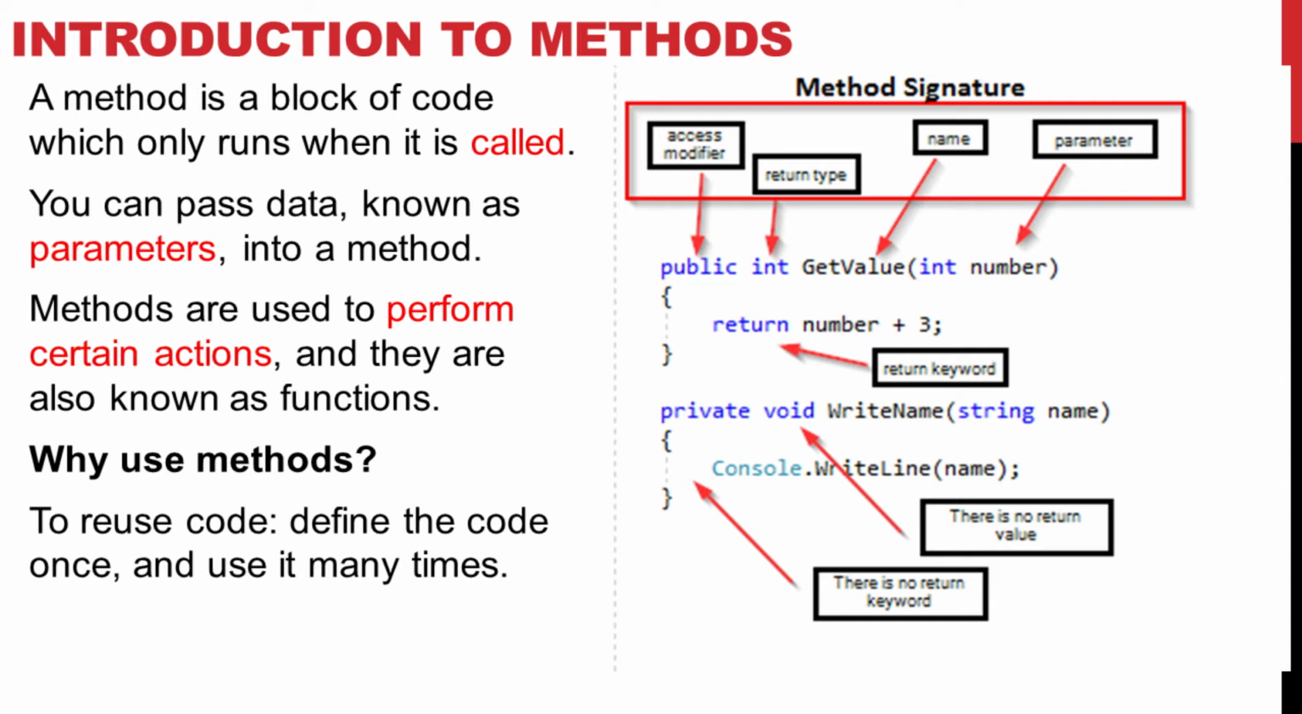A method is a block of code which only runs when it is called. You can pass data, known as parameters, into a method. Methods are used to perform certain actions, and they are also known as functions. Why use methods? To reuse code: define the code once, and use it many times.